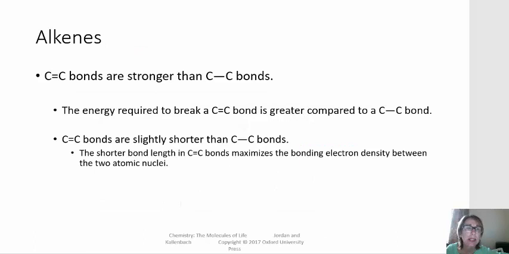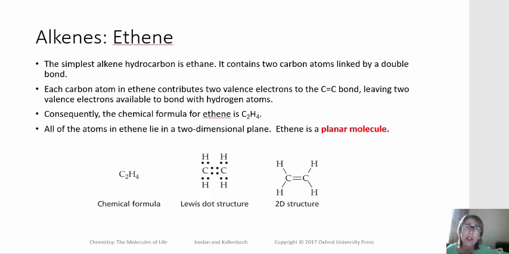And we remember that double bonds are stronger than single bonds because greater energy is required to break the double bond, and so they're shorter. Double bonds are shorter than single bonds. So let's take a look at the geometry of ethene.